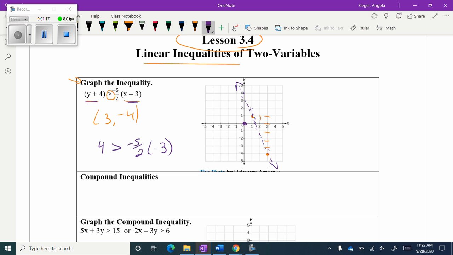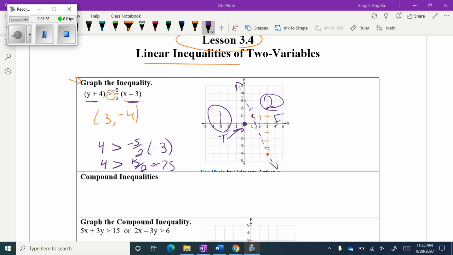So I want you to look at it as you only have two sections, 1, 2. So if it's true, that means that 0, 0 is part of that solution, so I'm going to shade on this side. If it's false, that means that 0, 0 is not a part of that solution, so I'm going to do it on the other.